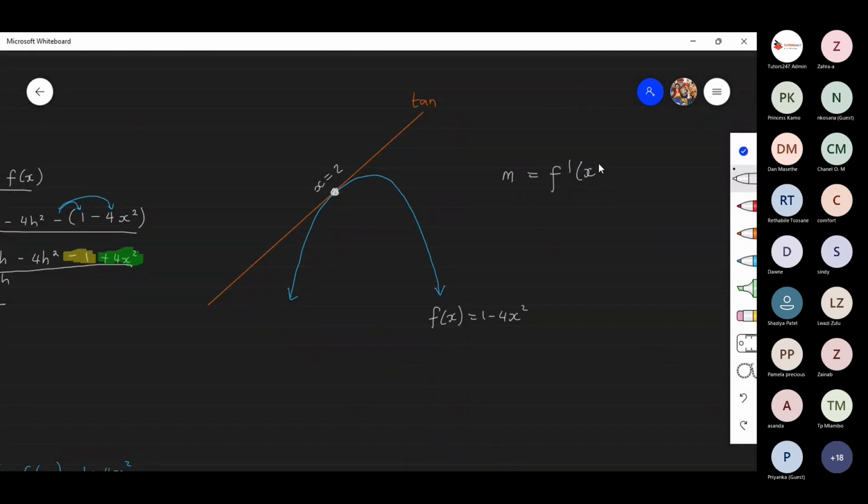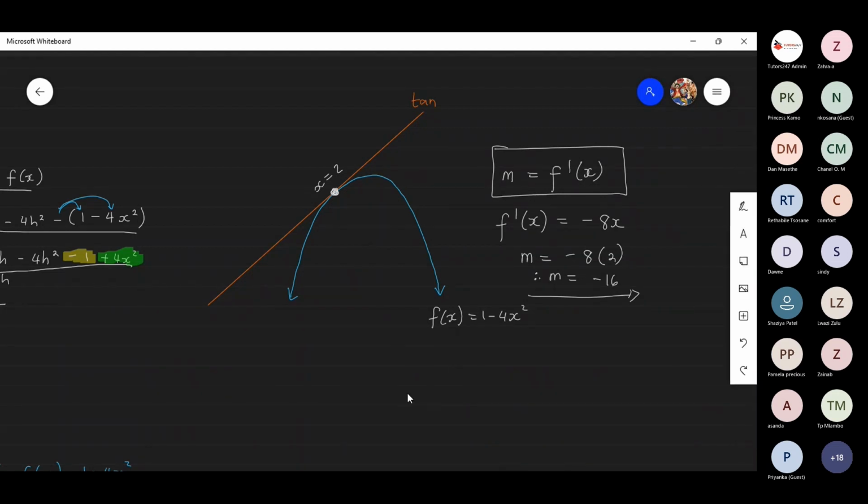Keep this in mind. In order for you to calculate the gradient, you need to have the equation of your derivative. So our derivative was negative 8x. So if we want to find the gradient, all we do is substitute 2. So that is going to be negative 8 into 2. And our gradient at x equals 2 is therefore equal to negative 16. Okay, so let us move on to the next question.